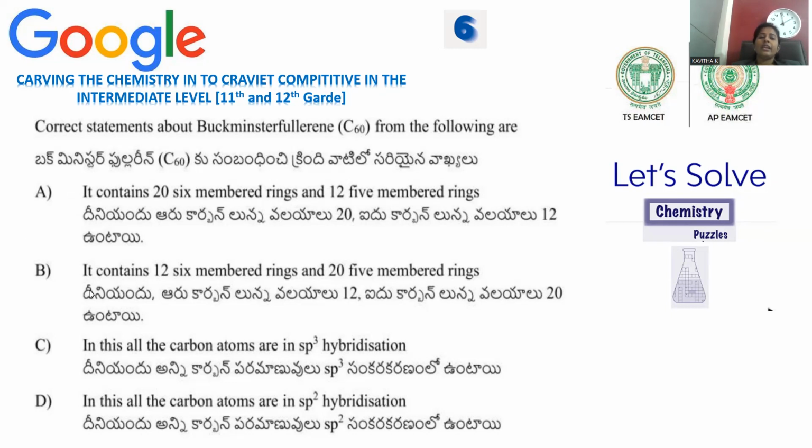This is one option. Another option says it contains 12 6-membered rings and 20 5-membered rings. This is the reverse of the first one; they inverted these numbers.